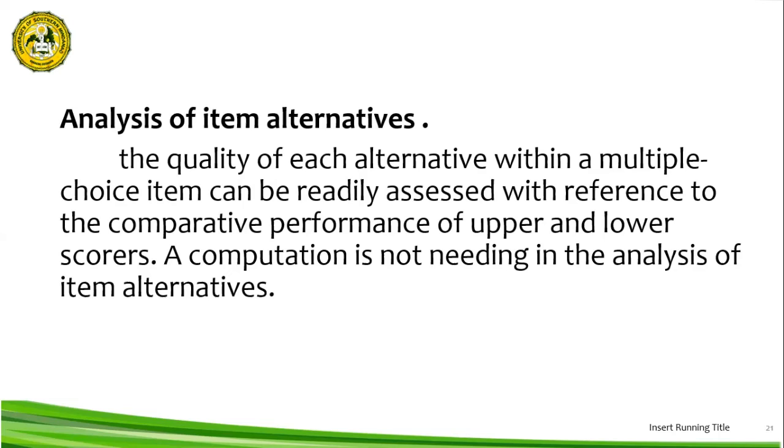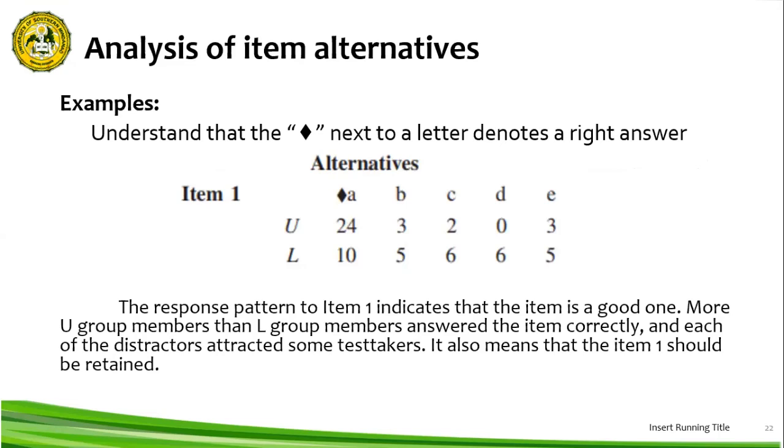So a distractor, what is a distractor? It is a potential answer but is incorrect. They are among the choices together with the key or the answer if it is a multiple choice. So to clearly understand, I have 5 examples here of the analysis of item alternatives. Understand that the letter with the diamond symbol next to it denotes the right answer.